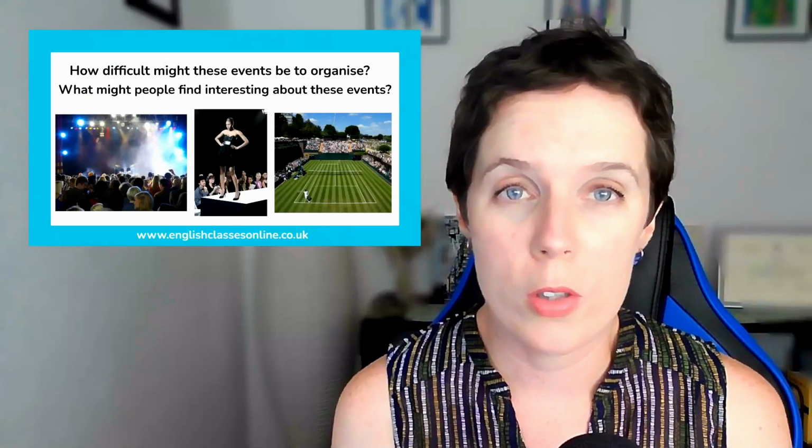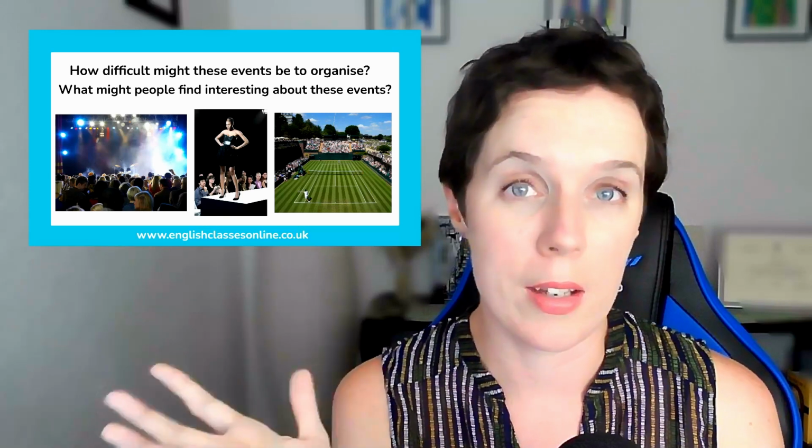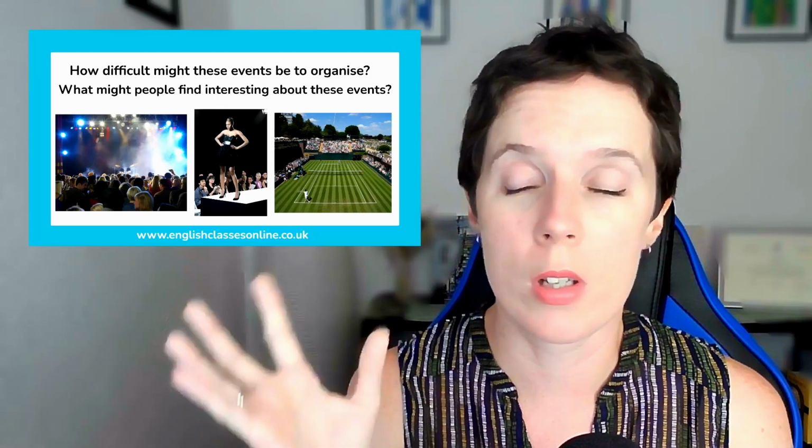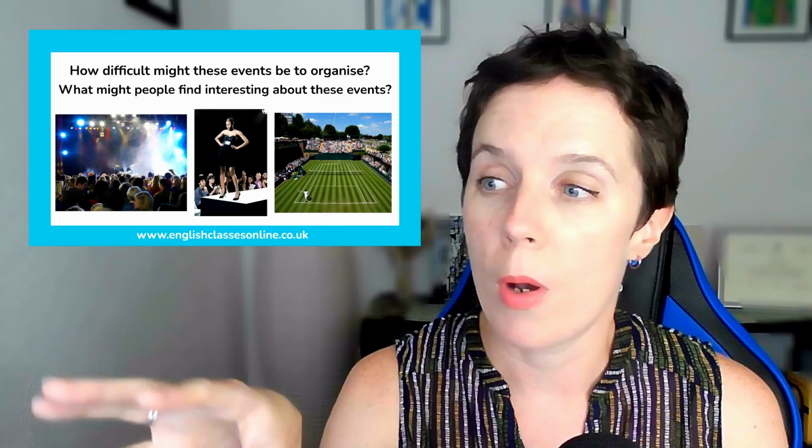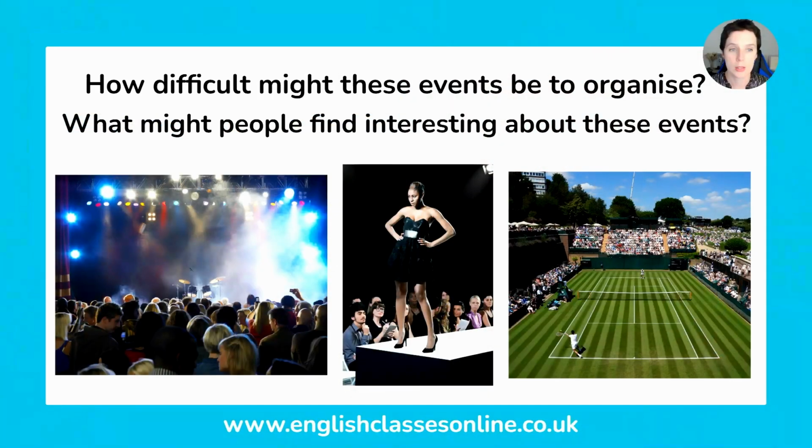Alright, let's take a look at some of these speaking part 2 questions then. So if you're not aware, your speaking part 2 looks like this. You're going to be given a piece of paper, if you're in the paper exam, with 3 photographs on it, and there'll be 2 questions above those photos. So you'll get 2 questions. For example, how difficult might these events be to organise? What might people find interesting about these events?